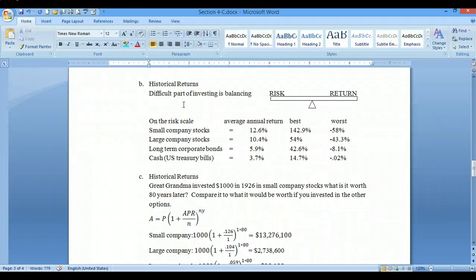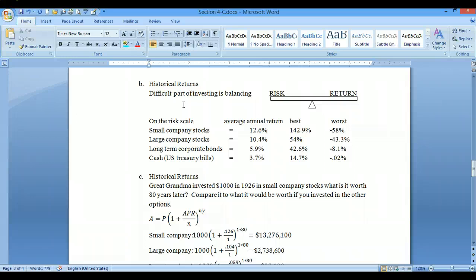This is a little different from your book now. It's from the old book, but I thought it was important to put in. The difficult part of investing is the balancing of the risk versus the return. Which one is going to work better for you in your situation?